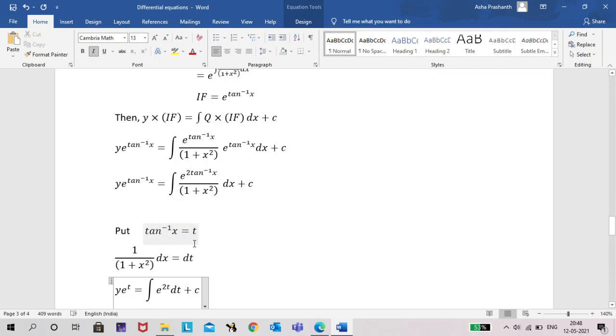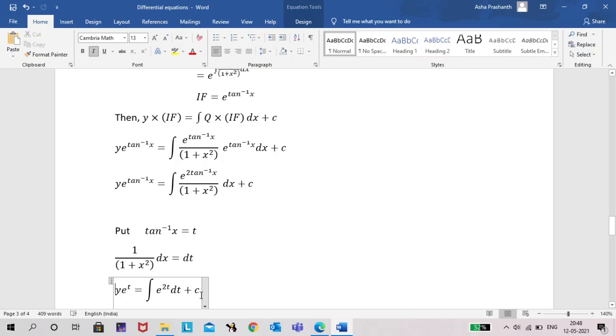So that if you differentiate this with respect to x, then you will get 1 divided by 1 plus x square into dx is equal to dt. In place of this 1 divided by 1 plus x square into dx, we can write it as dt. Okay, y e power tan inverse of x we have taken t, right? y e power t is equal to integration of e to the power of 2 times tan inverse of x can be taken as 2t, and in place of dx divided by 1 plus x square can be written as dt plus some integral constant, right?